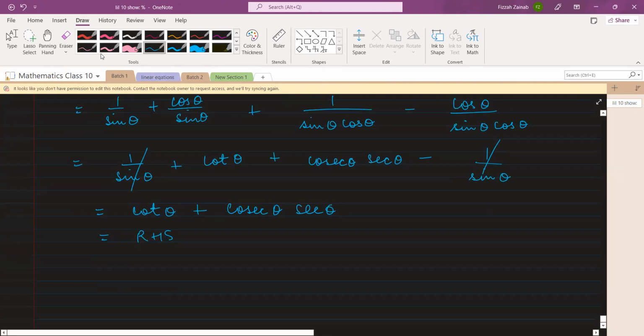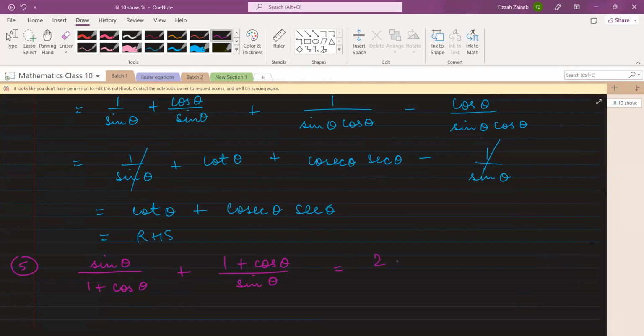Right. Now, one more question I'm giving you, which is a similar question. Same way you have to do, take LCM and solve it. So sine theta divided by 1 plus cos theta plus 1 plus cos theta upon sine theta. This is equal to 2 cosec theta. Now please try it. It's not very difficult.